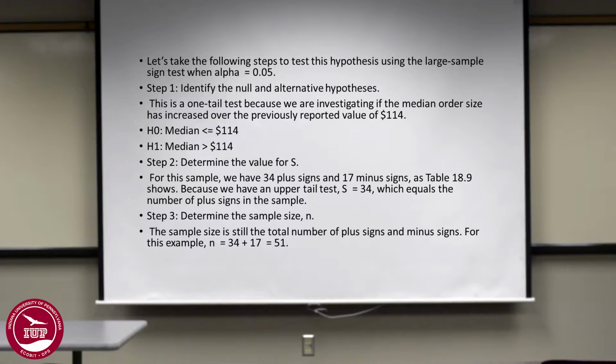Step 2. Determine the value for S. For this sample, we have 34 plus signs and 17 minus signs, as Table 18.9 shows. Because we have an upper tail test, S equals 34, which equals the number of plus signs in the sample. Step 3. Determine the sample size n. The sample size is still the total number of plus signs and minus signs. For this example, n equals 34 plus 17 equals 51.